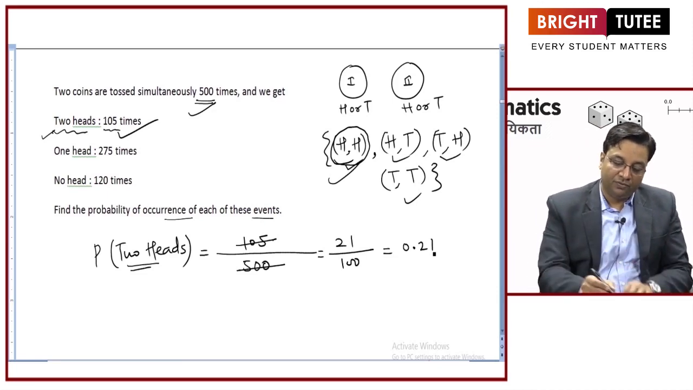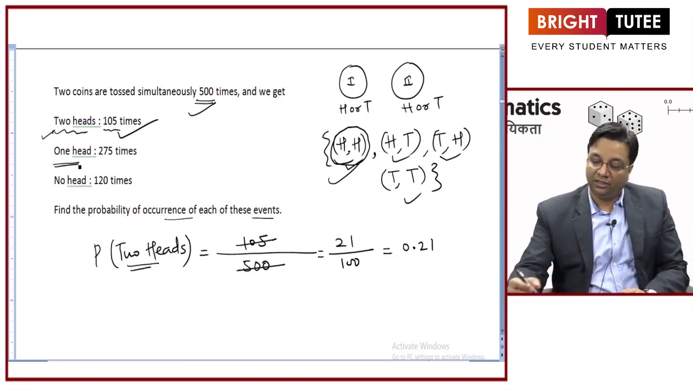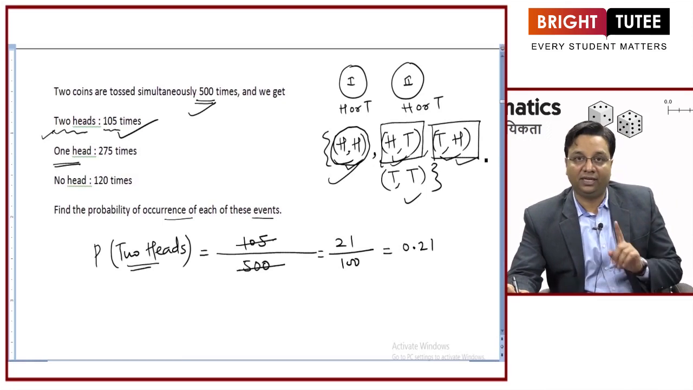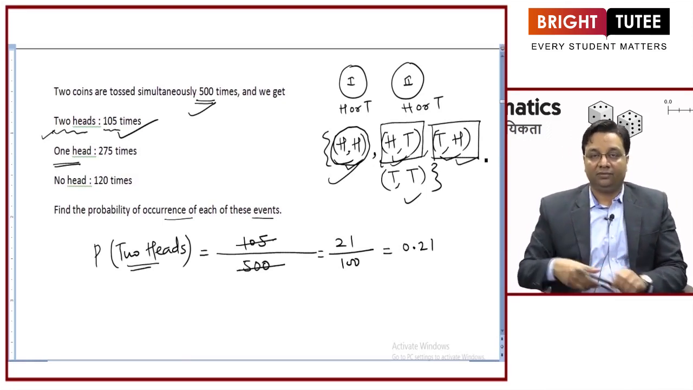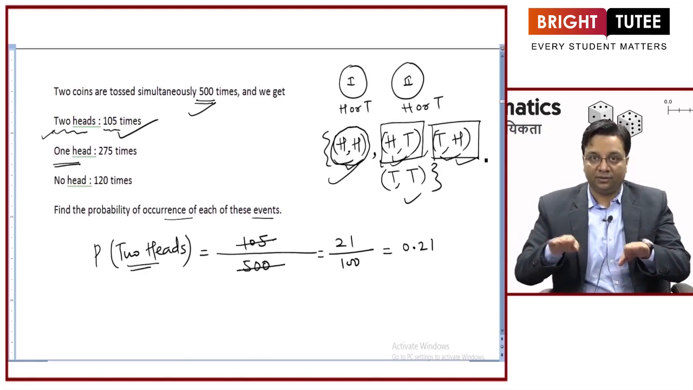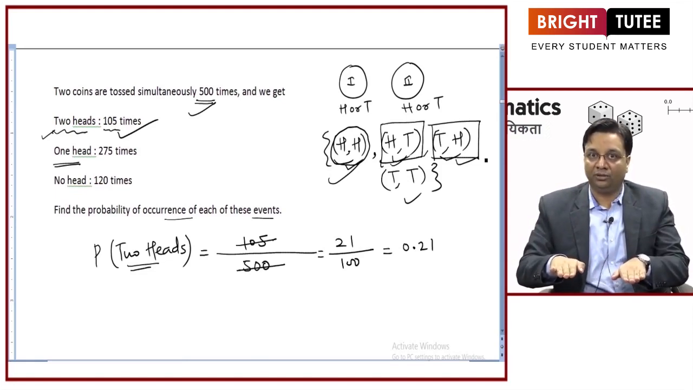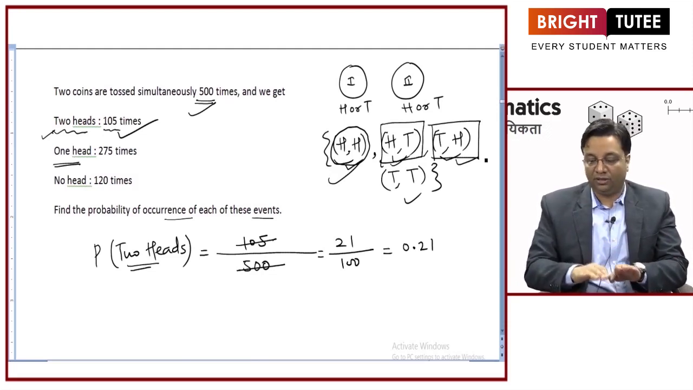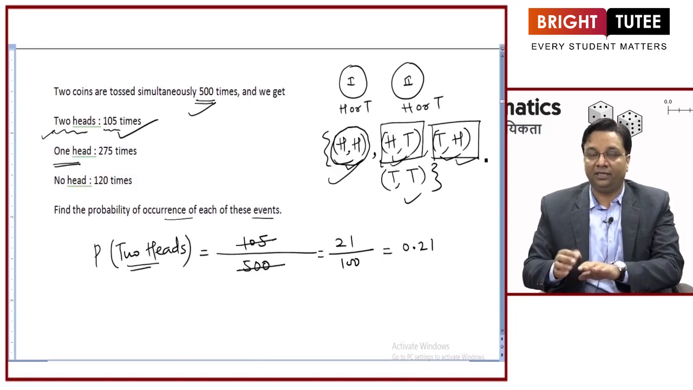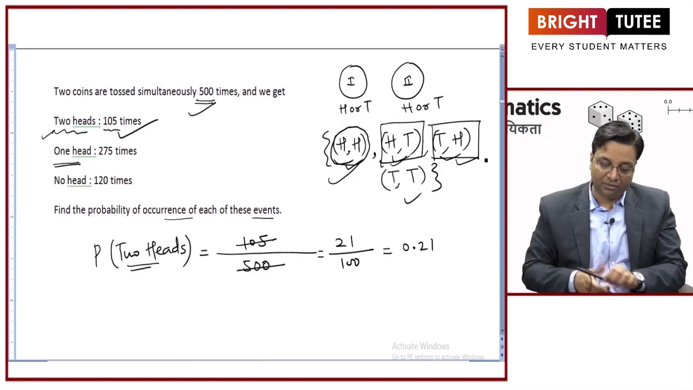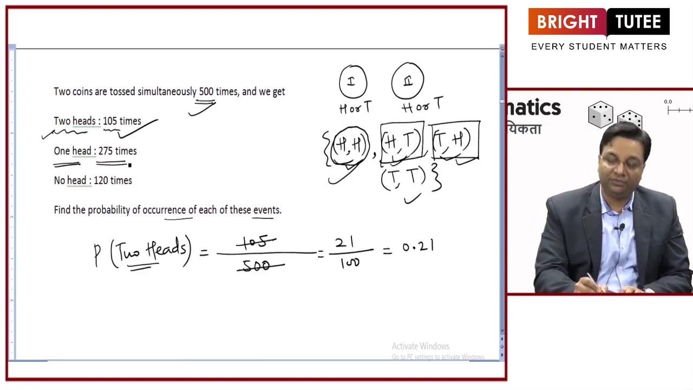Okay, now 1 head on top, that means this outcome and this outcome, because in both of these there is 1 head, right? When we toss 2 coins simultaneously, we are looking at the top faces of both the coins, right? Now on one of the coins there is head, on the other coin there is tail, right? Or on the first coin there is tail, on the second coin there is head. Now this can occur 275 times.